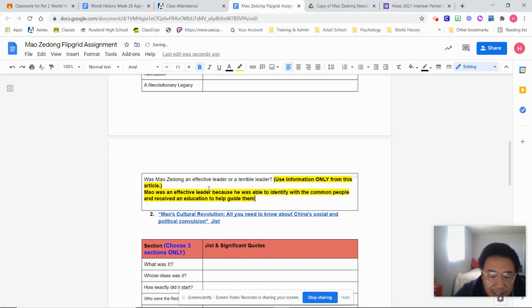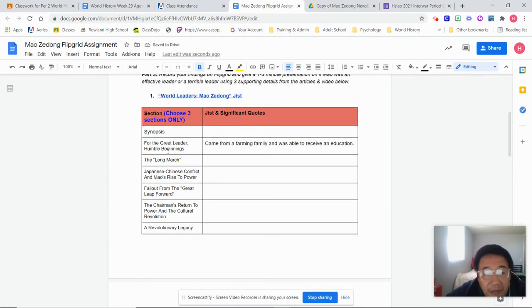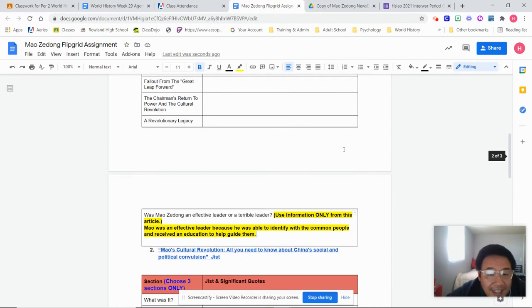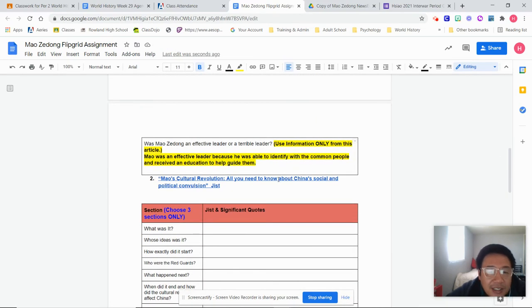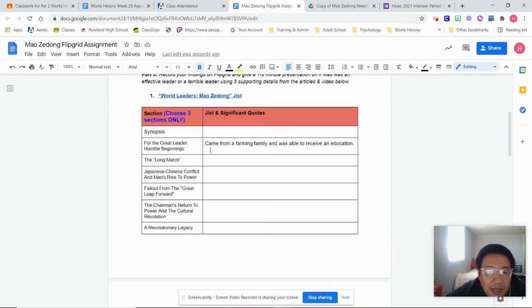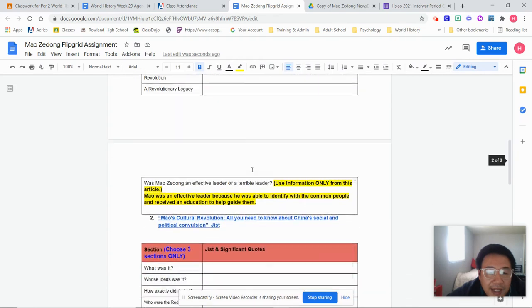So already you can see that there are definitely things we could use effectively just by looking at this one idea. Okay, just analyze it. What kind of leader was he? How do you know? Then you have to think about that. So you're going to have to do that for this one, okay?